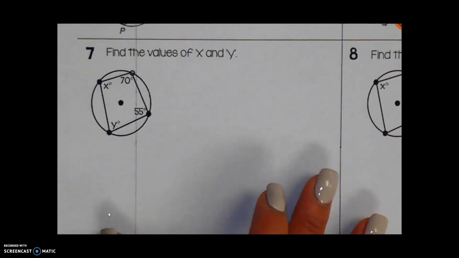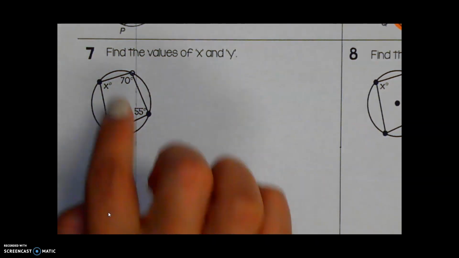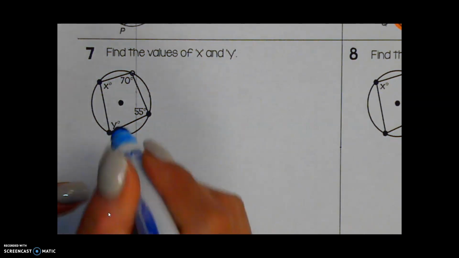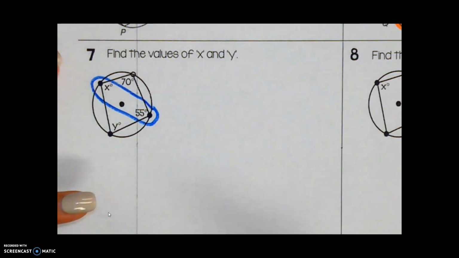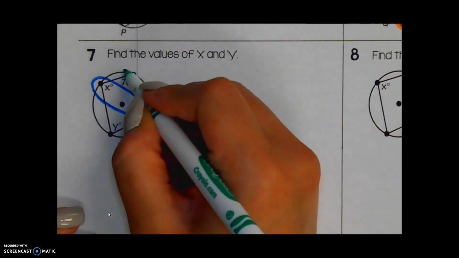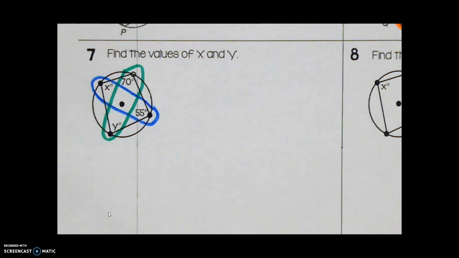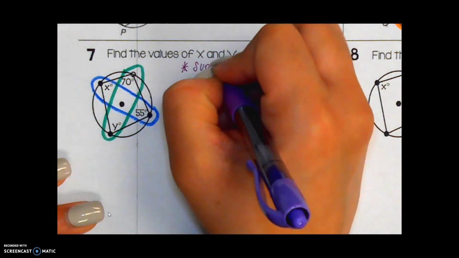Number 7 looks like the front page of our notes. We have a quadrilateral in here, and we know that opposite angles are supplementary to each other. So I've got two opposite angles here, X and 55. They are supplementary to each other. 70 and Y. They are supplementary to each other. Supplementary means they add to equal 180.